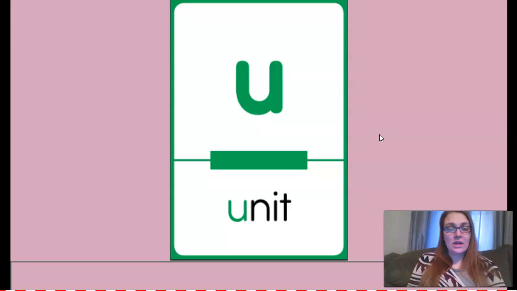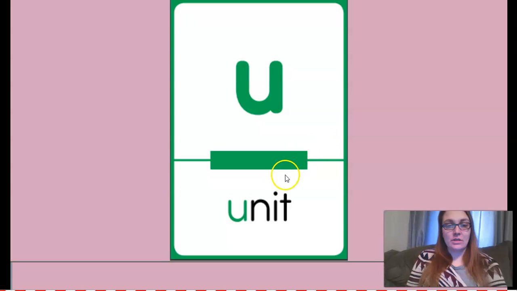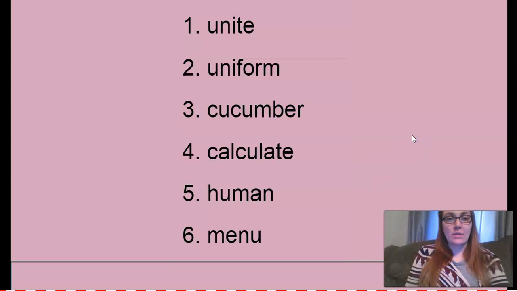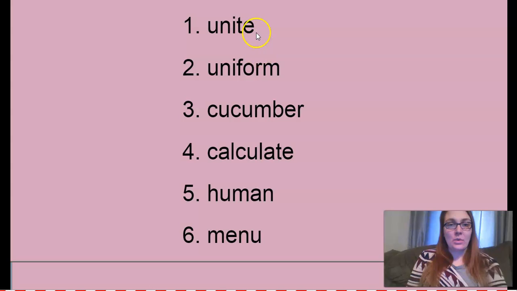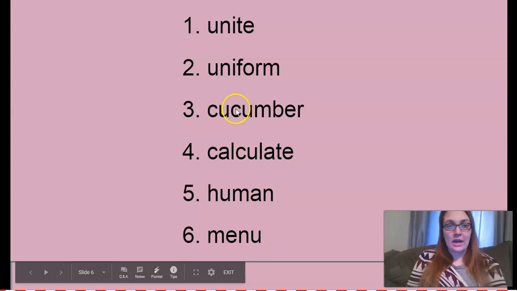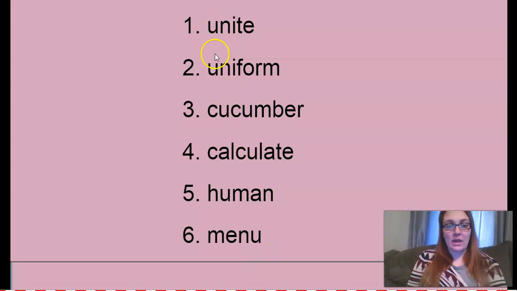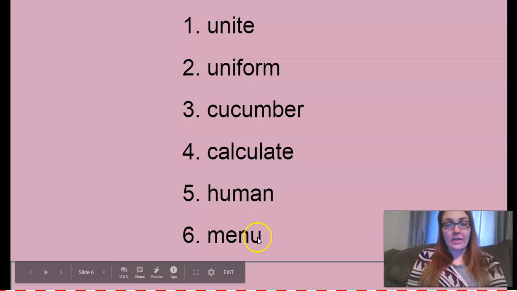Now yesterday we introduced 2 new spellings for the U sound. One of them is the letter U, like in the word unit. We are on unit 3. Okay. Looking at the power bar, we can tell this is a pretty common way to spell that U sound. Here are some words with the U sound in it. We have unite, uniform, cucumber, calculate, human, and menu. And as we can see by these words, the U can be at the beginning, somewhere in the middle, or even at the end.